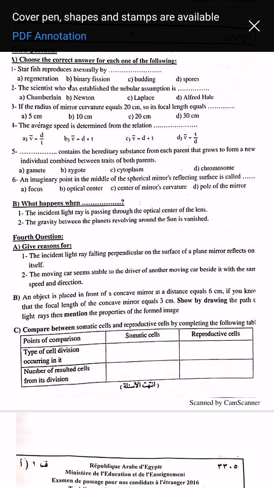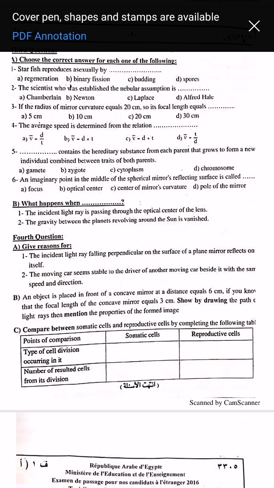B, an object is placed in front of a concave mirror at a distance equal to 6 centimeters. If you know that the focal length of the concave mirror equals 3 centimeters, show by drawing the path of the light rays, then mention the properties of the formed image.